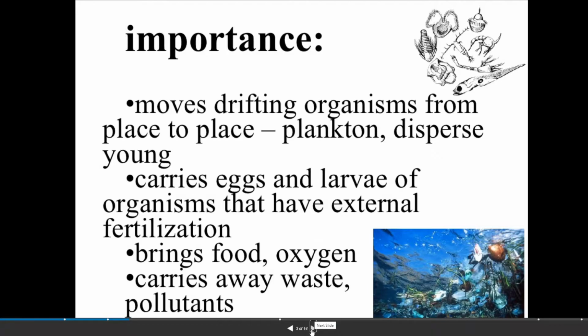And it helps move around things like plankton, and it can carry eggs and larvae of organisms that have external fertilization. But it also moves the food around, which causes the animals to move around. And the complexity of the ocean's ecosystem and the food chain and the food web in the ocean is very, very complex. But it also carries away pollutants and moves those around. In class, we talk about the rubber duckies that fell into the ocean in the Pacific and floated all the way around the world for years.